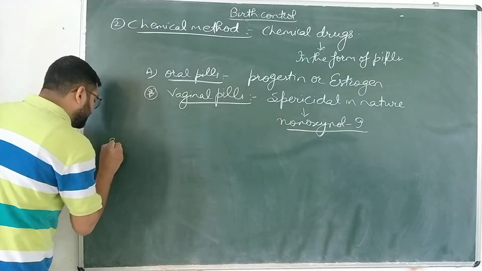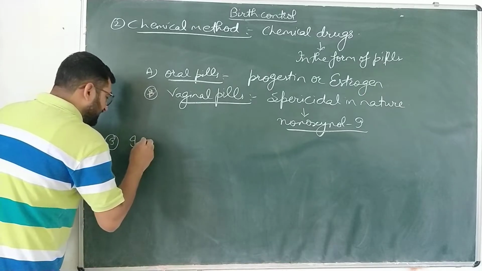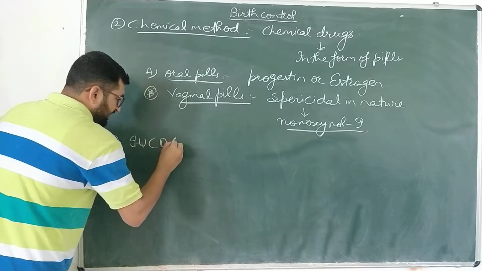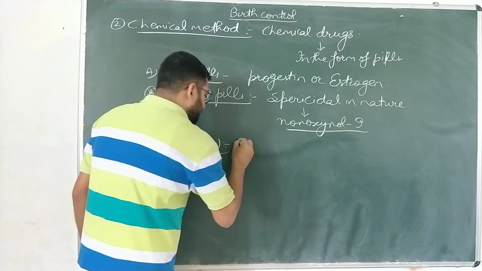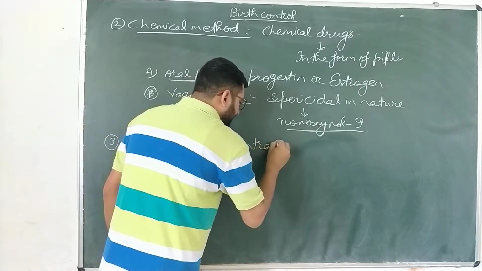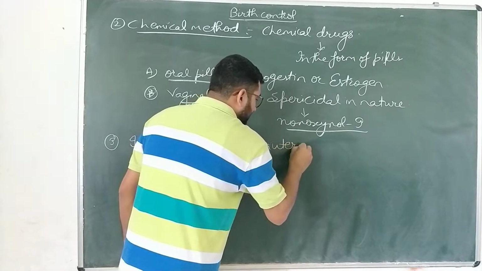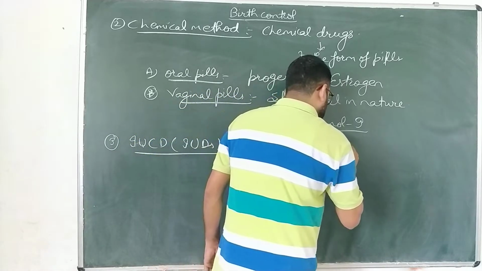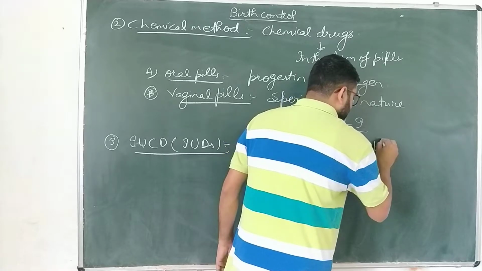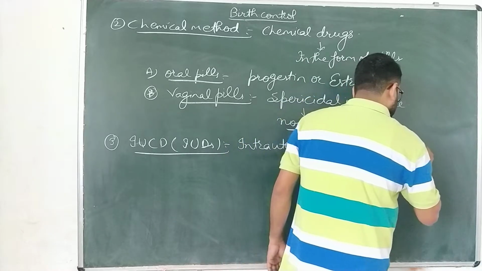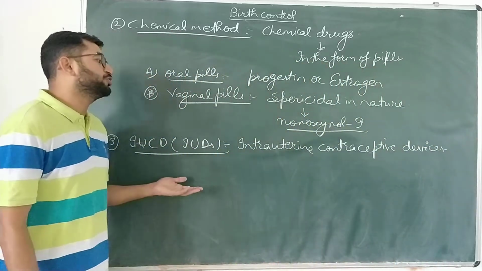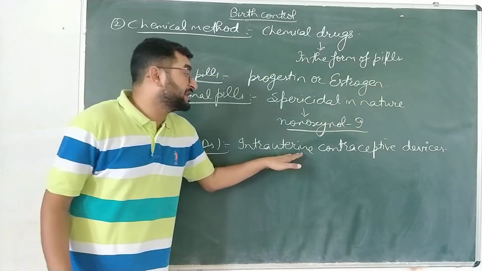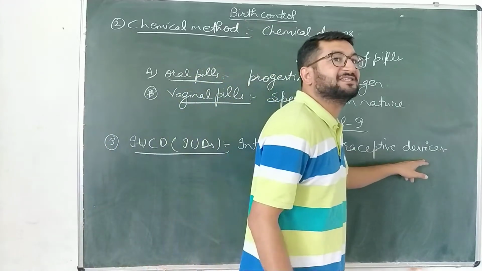The third method is IUCD. Nowadays they are referred to as IUDs. IUCD stands for intrauterine contraceptive devices.